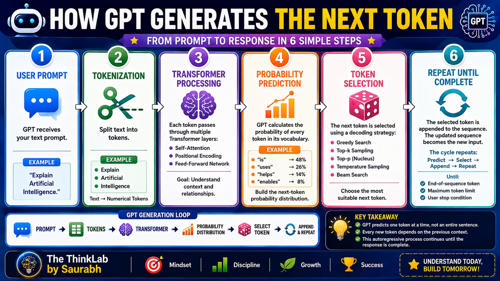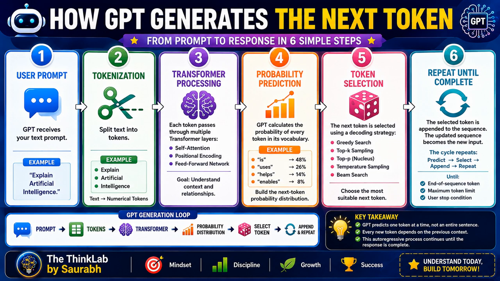Step 9 is repeating the entire process. GPT now repeats the same pipeline: tokenization, embedding, positional encoding, transformer layers, probability prediction, token selection, append token, and again. One token at a time, this continues until the process is complete. Generation stops when an end-of-sequence token is produced, the maximum token limit is reached, or the application stops the generation.